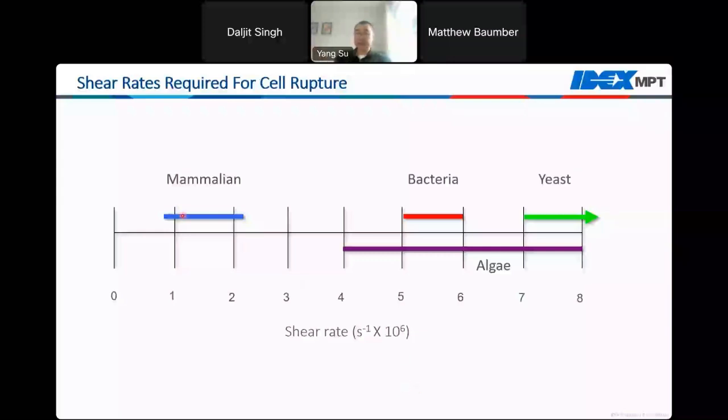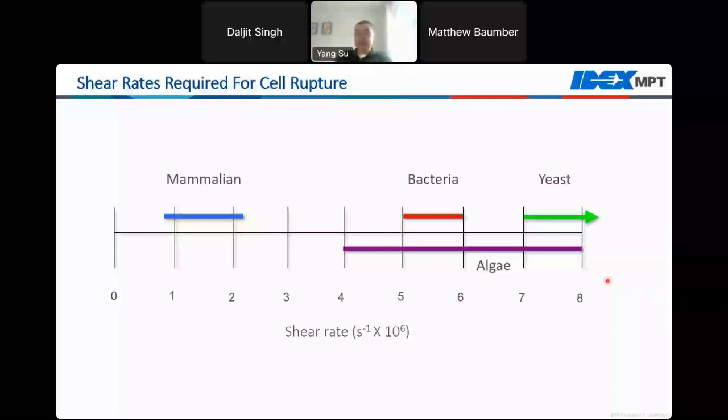So, for example, mammalian cells are usually pretty easy to rupture, and they're on the low end, and bacterial cells are usually in the medium to high shear rate range, and yeast cells are often tougher and will probably require the highest shear forces to rupture them. So depending on what type of cells and products you're working with and interested in, you would need a technology or method that can cover a wide range of shear rates, so you can efficiently break the cells.